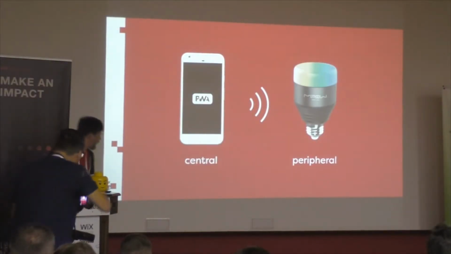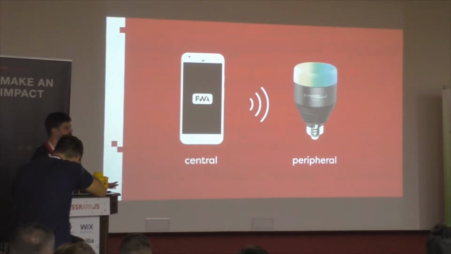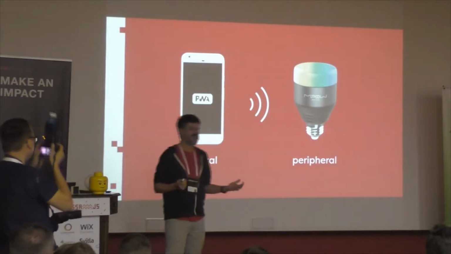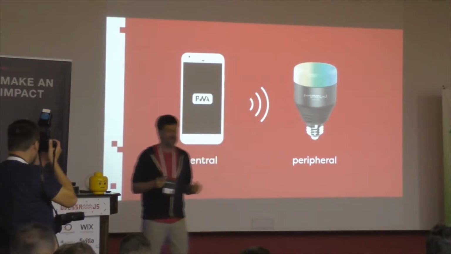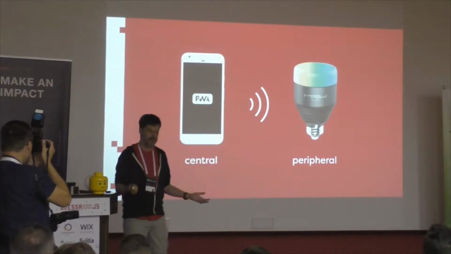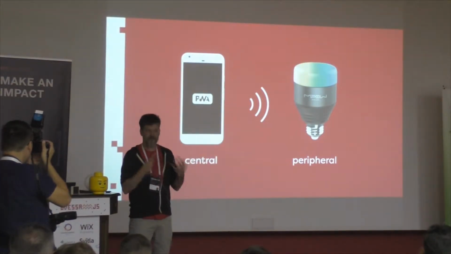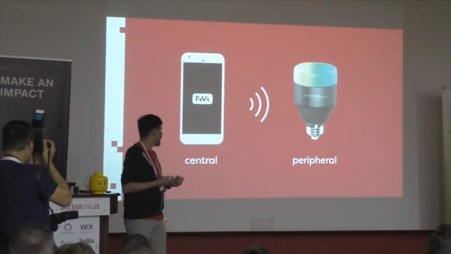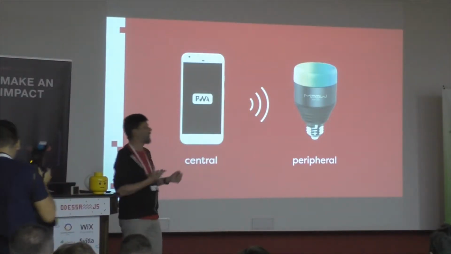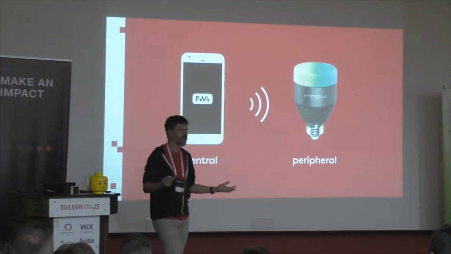So we have two types of Bluetooth devices. We have a central device and we have a peripheral. The central device is the device that talks to the peripherals. It can send commands to a peripheral. So your mobile phone is the central device, and a light bulb, for example, is the peripheral.